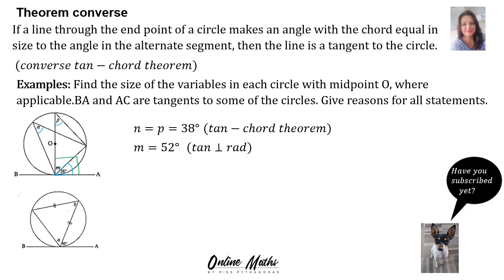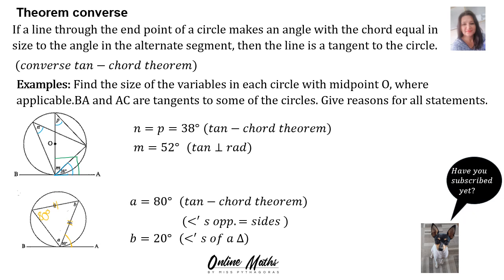Now in the next sum, what is happening there is I'm going to show you this first. This 80-degree angle over there, the angle between the tangent and the chord is equal to the angle in the opposite segment. So that angle over there will be 80 degrees. That one isn't labeled. So we can say that angle A is 80. Now first we used the tan chord theorem, and then the actual reason is since these two are equal, we have angles opposite equal sides. And then we can also work out B. B will be 20 degrees, and your reason, angles of a triangle.